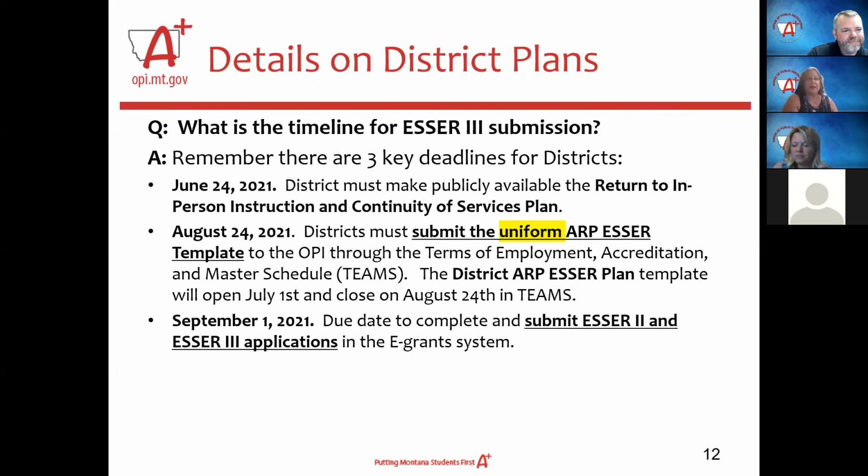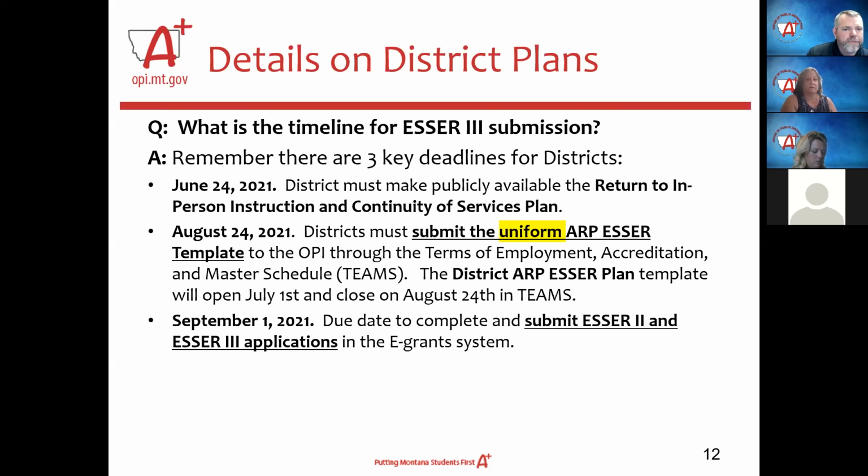Okay, so Jeff, what is the timeline for SR3 submission? Yeah, so there are 3 key deadlines for districts to be aware of. The first is that by June 24th, 2021, districts must make publicly available the return to in-person instruction and continuity of service plans. We'll dig in a little bit more into what the plan actually constitutes.